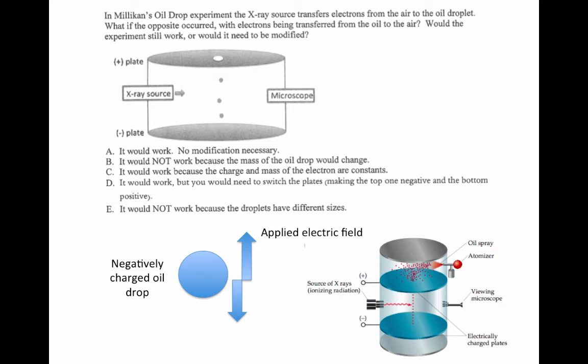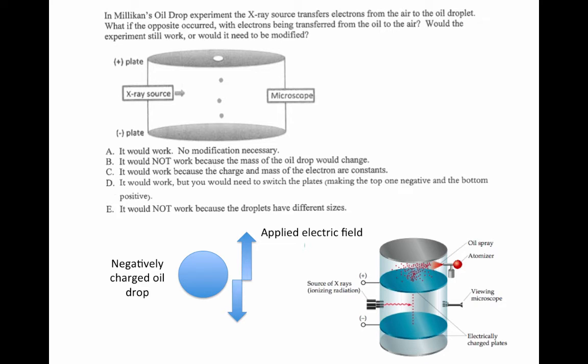And the question is, well, what if the opposite occurred? What if the electrons were being transferred instead from the oil to the air? Could it still work? Well, in this case, the droplets would be becoming positively charged. So if we look within the choices, would it work? It would work, no modification necessary, choice A. No, I don't think that's true. I think that you couldn't suspend them if the particles had acquired a different charge.